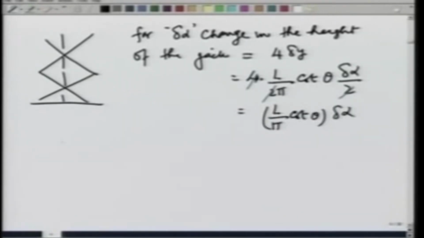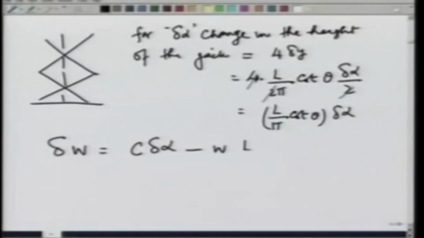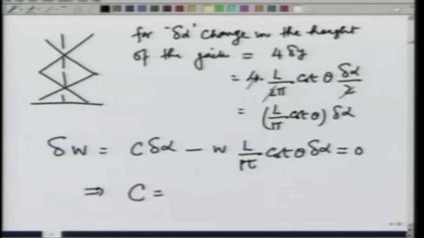Let us now calculate the total virtual work done. Total virtual work done is going to be C times delta alpha because of the torque, and the length y increases in the direction opposite to W. So, this is going to be minus W L over pi cotangent theta delta alpha, and by the principle of virtual work this is 0, and that gives me an answer that the torque that is required to lift the weight minimum has to be WL over pi cotangent of theta, and that is your answer.